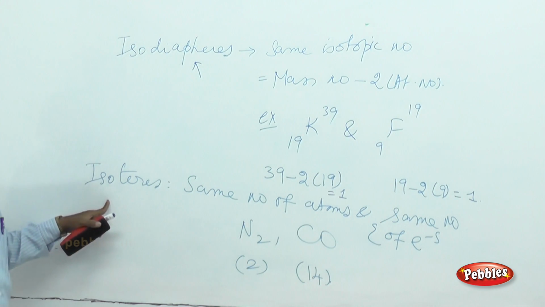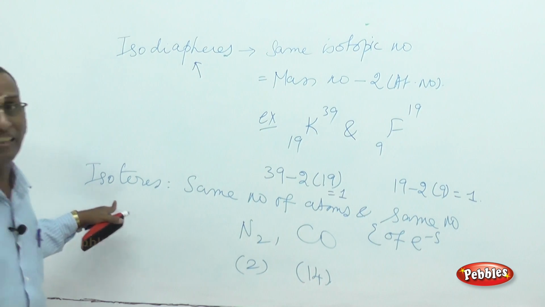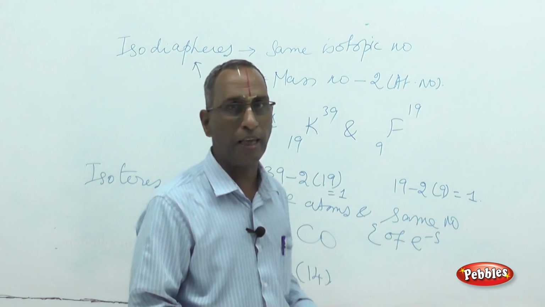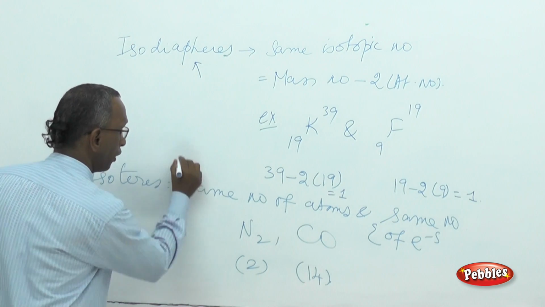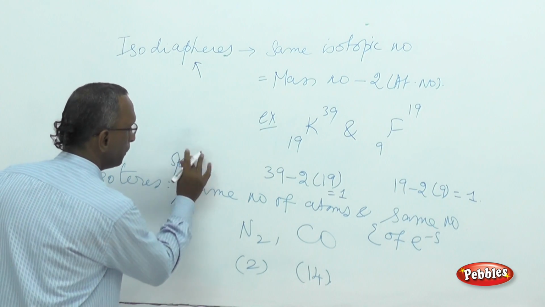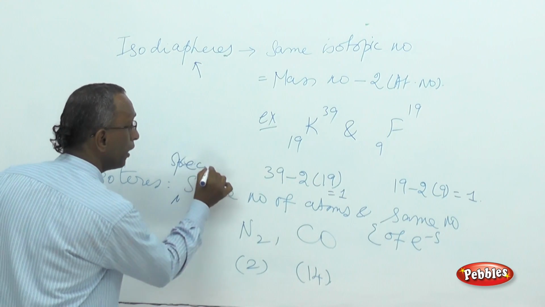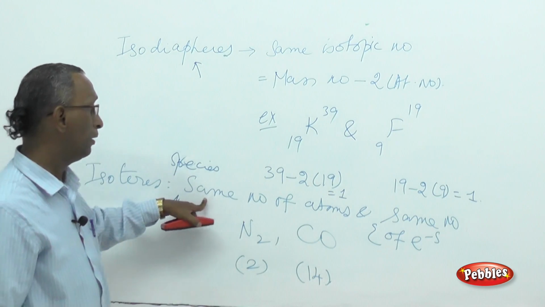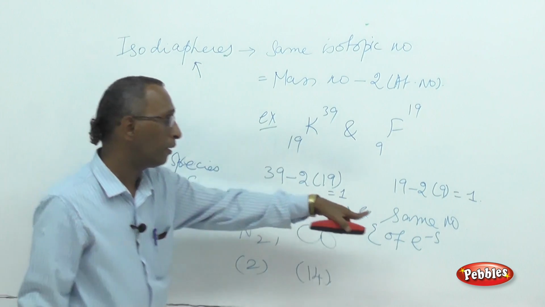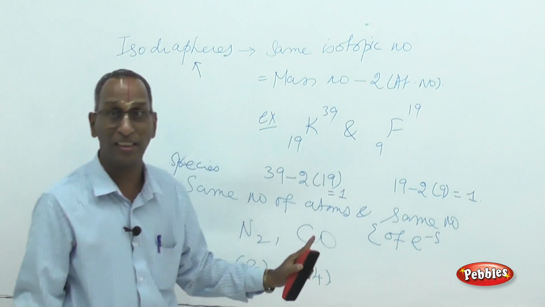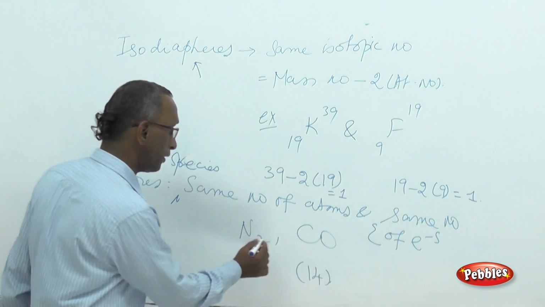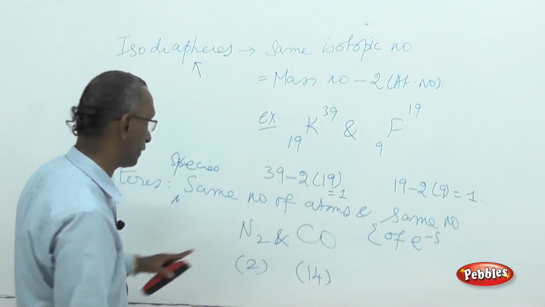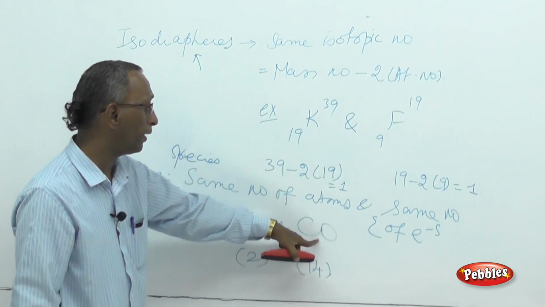Lastly, next important concept called isoteres. Isoteres are the systems or species, which can be different elements, with the same number of atoms and the same number of electrons. Let us consider these two. These are called isoteres: nitrogen molecule and carbon monoxide.